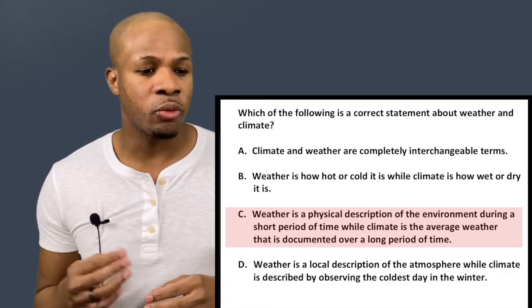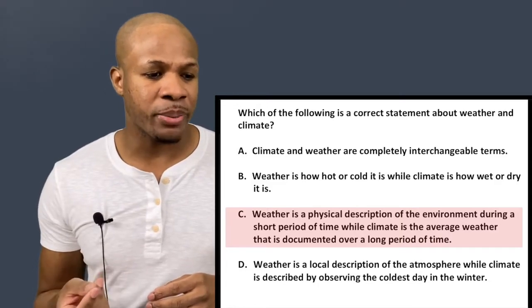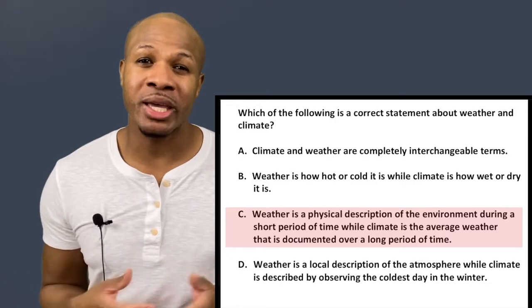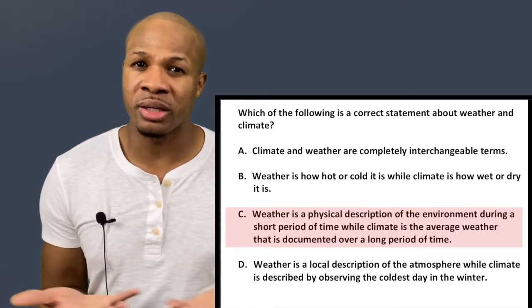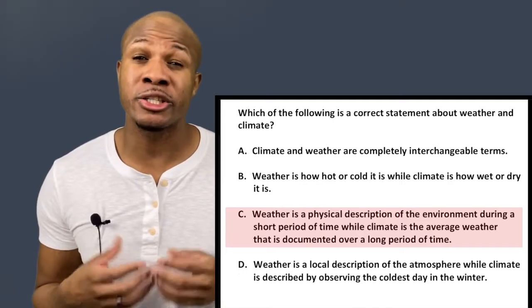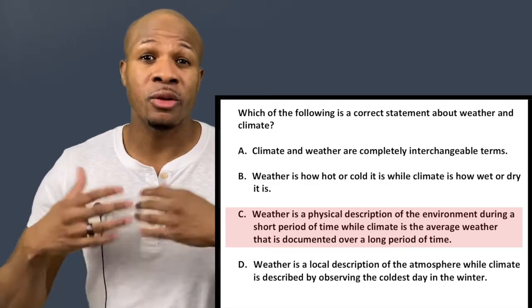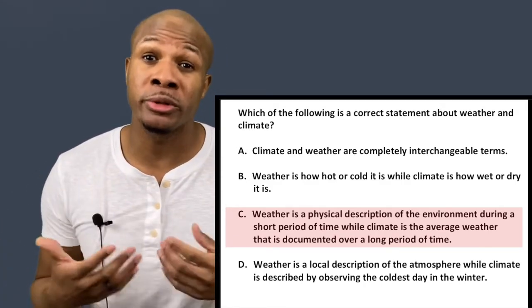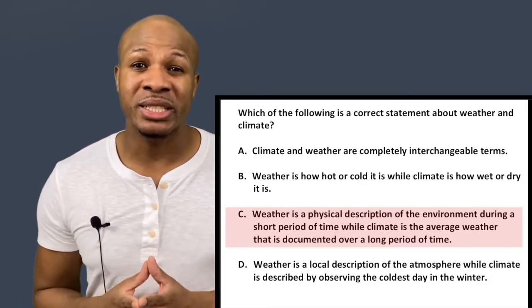D says, weather is a local description of the atmosphere, while climate is described by observing the coldest day in winter. Okay, that's ridiculous, right? You can't determine what the climate is by just looking at one day out of the entire season. In fact, you can't even determine what the climate is based on one day out of the year. You have to look at the weather over a long period of time. So that's talking about multiple years, right? So the correct answer is answer choice C, and I hope that made sense for you guys.